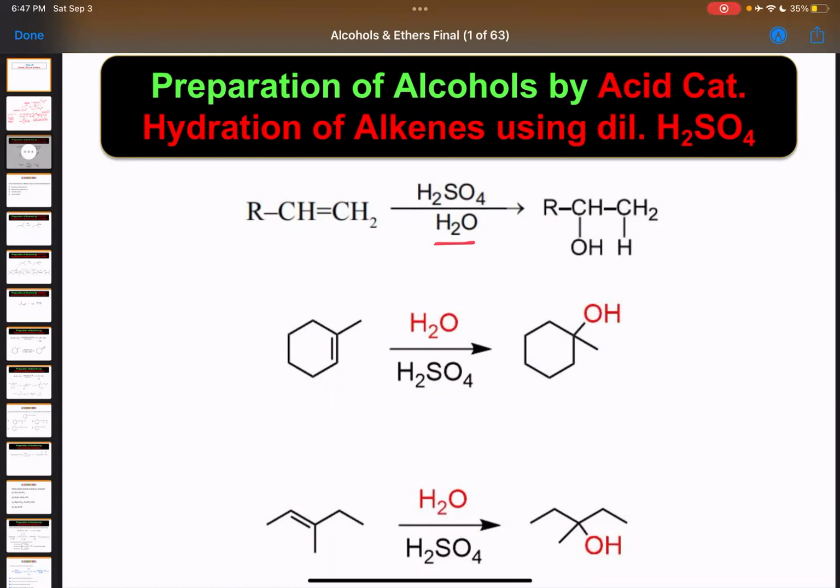Okay. But why acid catalyzed hydration? Why do we need acid? Any idea? Yeah, who's going to tell me? Yeah, quickly tell me. Yeah, any idea? Why do we need acid?